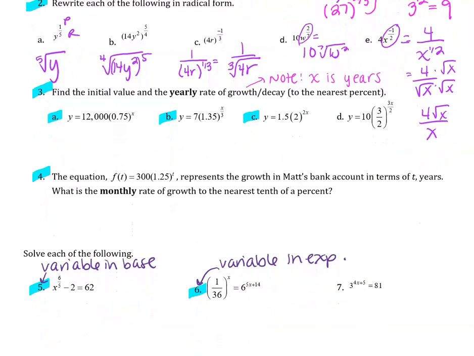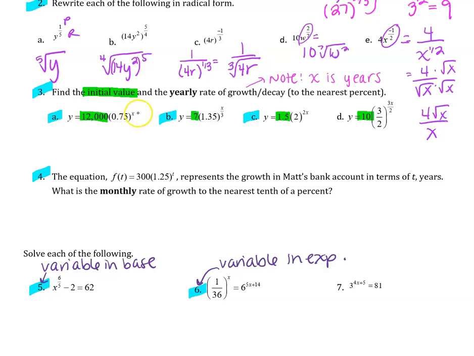Now for each of the following, I'm giving you models in terms of x years, which truthfully I should have included in the directions. That's why I have it written there. We're going to talk about the initial amounts and the yearly rates of growth or decay, to the nearest percent. So let's just get this out of the way. Any coefficient that you are seeing that I'm highlighting in green, those are the initial amounts. Done. That's it.